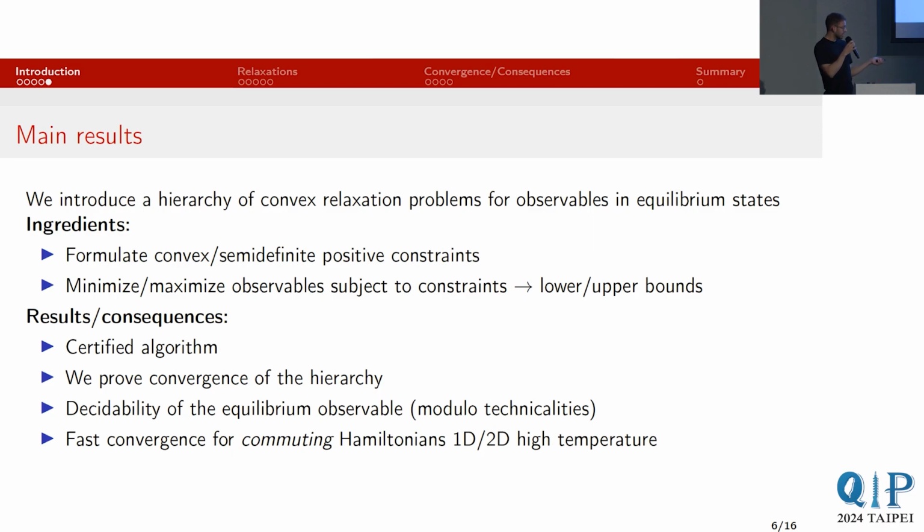We specialize, as I said in the beginning, to a certain subset of the problem where we assume our Hamiltonian will be commuting, and then either 1D at any finite temperature or 2D at high temperature, we can prove that we get a polynomial time algorithm out of this same framework. And finally, we have numerical results. I will just show a few pretty pictures later.